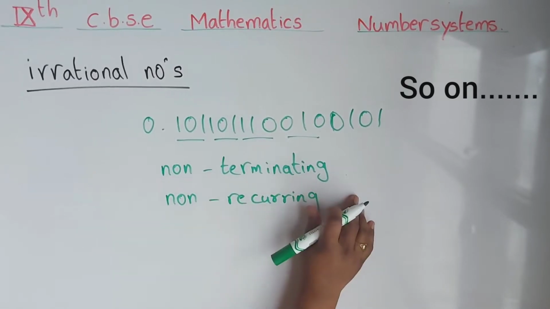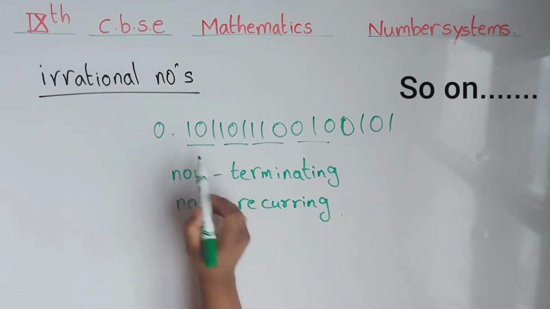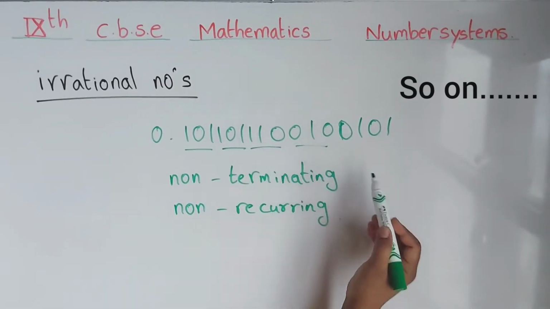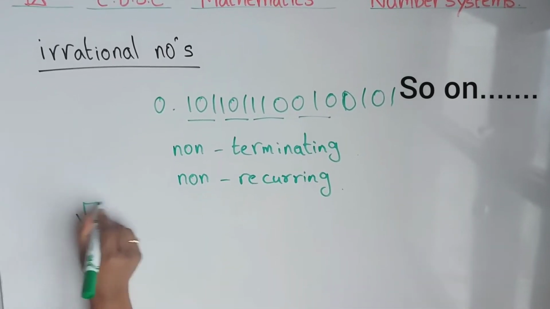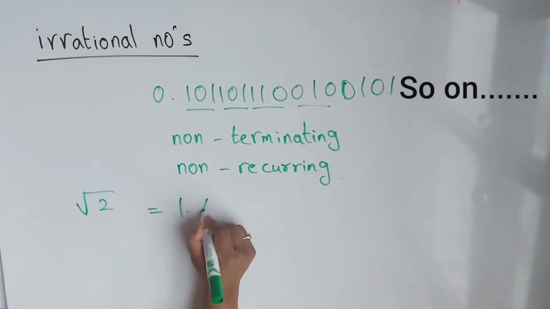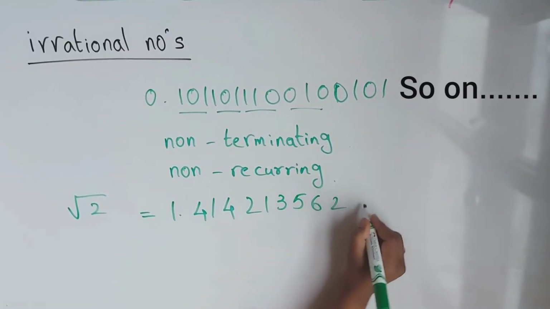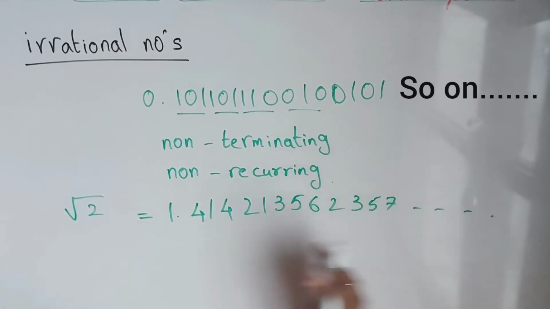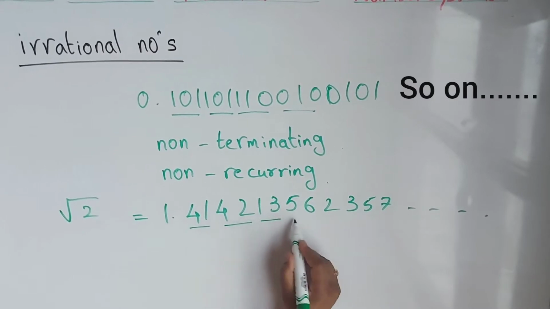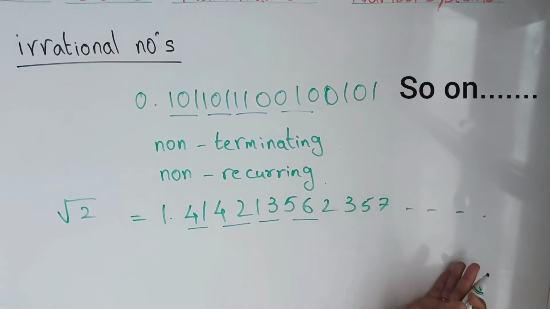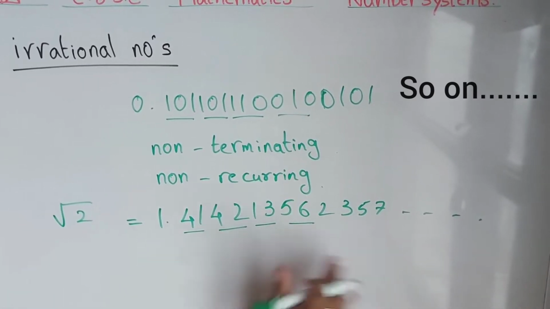Non-terminating means it never finishes. It will go on like this. And non-recurring means if you see the digits, it will not repeat the same pattern. You will get different numbers. I'll give you some more examples. See, root 2. The root 2 expansion is 1.4142135 62357 and so on. If you observe these numbers, 41421356, is there any number repeating? No. Non-terminating, non-recurring.